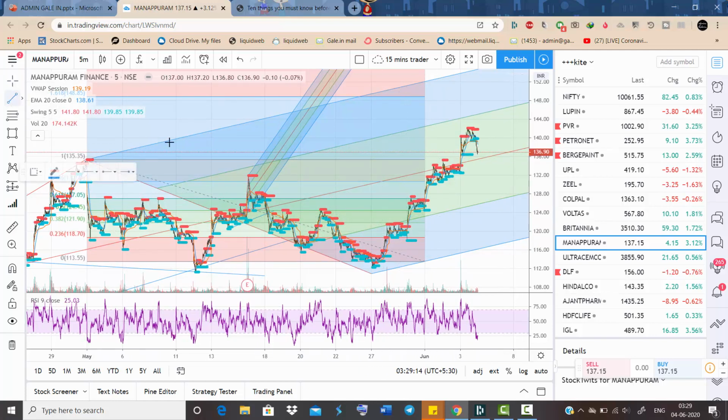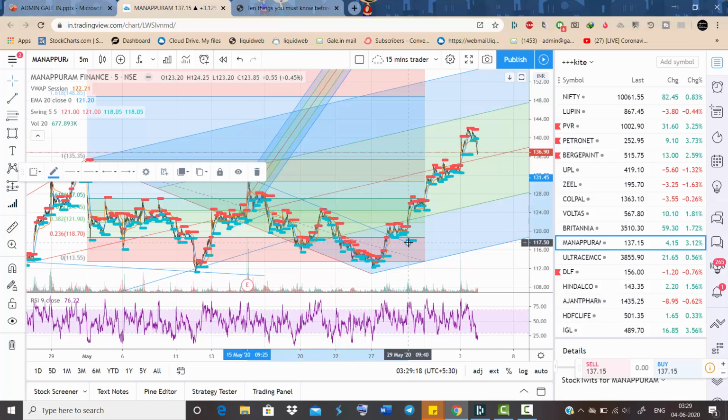Just connect these swing highs to form a trend line, and above this Fibonacci retracement of 118, it is a strong buy. The stop loss you can keep at 112 or 1110, buy above 118 for a target of 132. So this is the way you take positional trades.